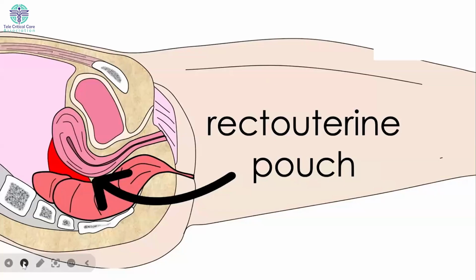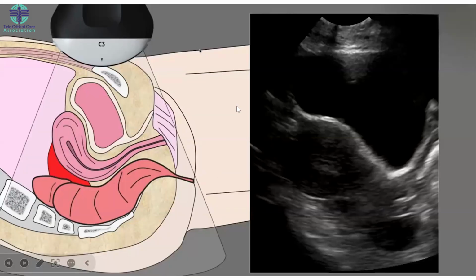The third is the rectouterine pouch in females. If fluid is present, suppose this is the bladder of the patient, this is the cervix, bladder, cervix, and this is the fluid which is present, anechoic fluid present in the pelvis, which is suggestive of FAST positive.